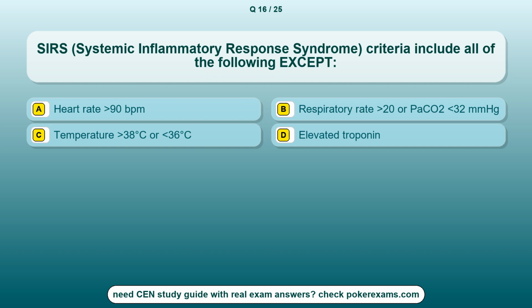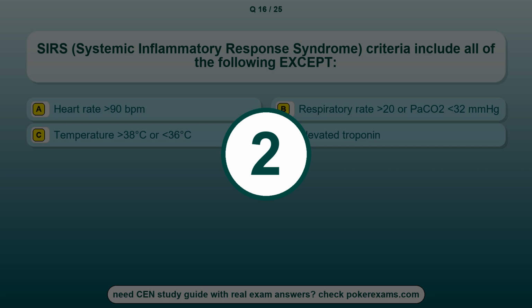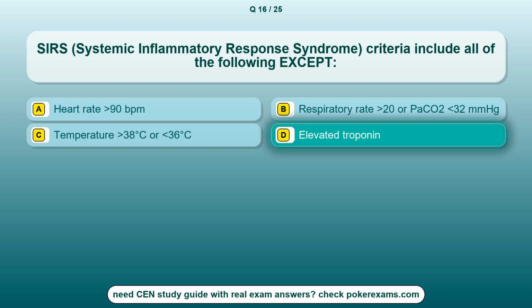Question 16. SIRS, systemic inflammatory response syndrome, criteria include all of the following except option A, heart rate greater than 90 bpm. Option B, respiratory rate greater than 20 or PaCO2 less than 32 mmHg. Option C, temperature greater than 38 degrees C or less than 36 degrees Celsius. Option D, elevated troponin. The correct answer is option D, elevated troponin.